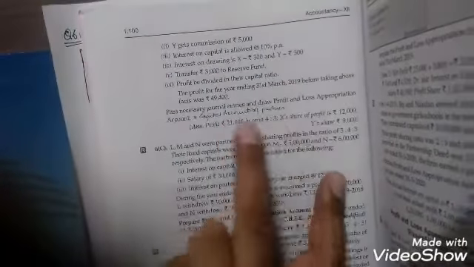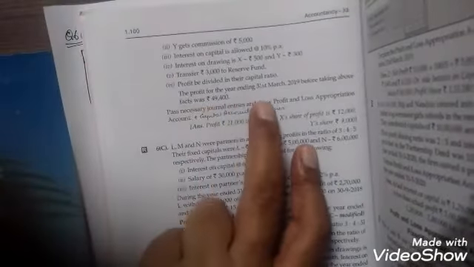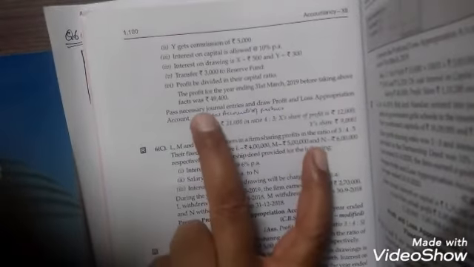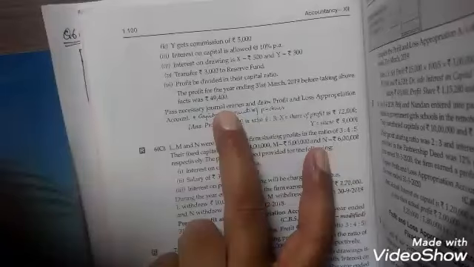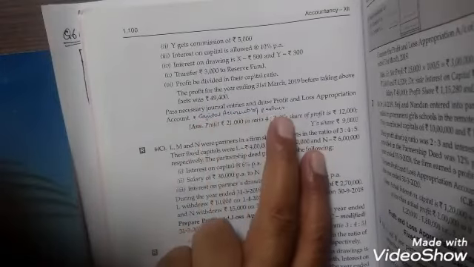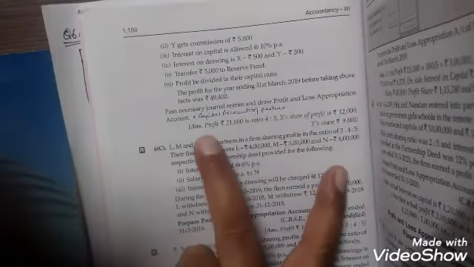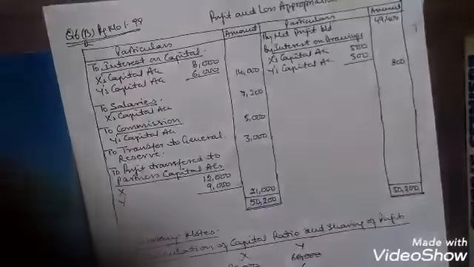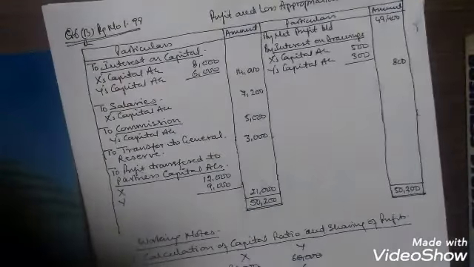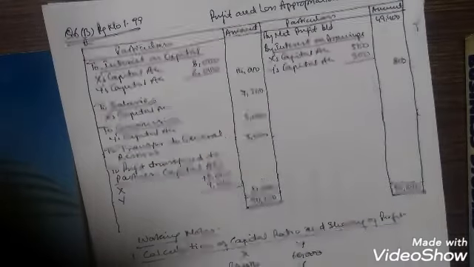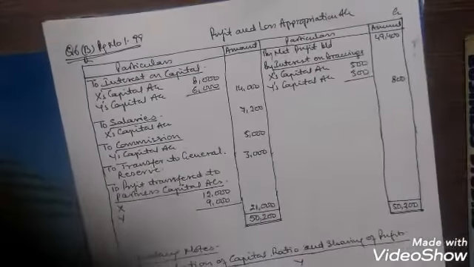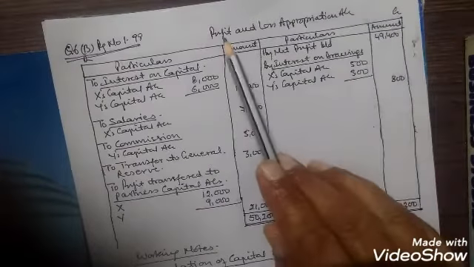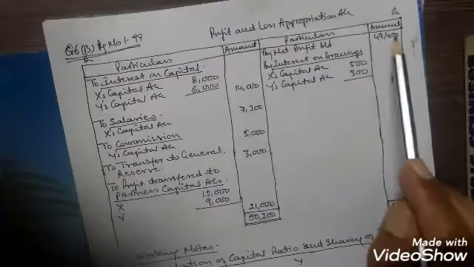So the profit for the year ending 31st March 2019 before taking the above facts was 49,400. Pass necessary general entries and draw the profit and loss appropriation account and capital accounts of partners. So I am only preparing the accounts. General entries you will do yourself. So in this question the net profit is rupees 49,400. This is your profit and loss appropriation account, 49,400.